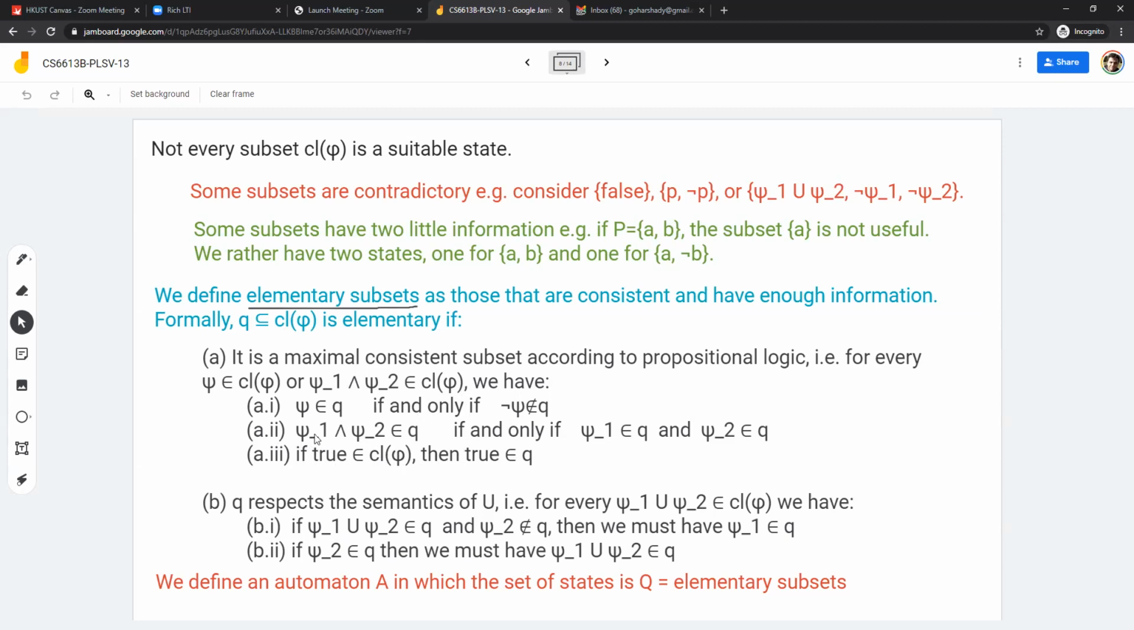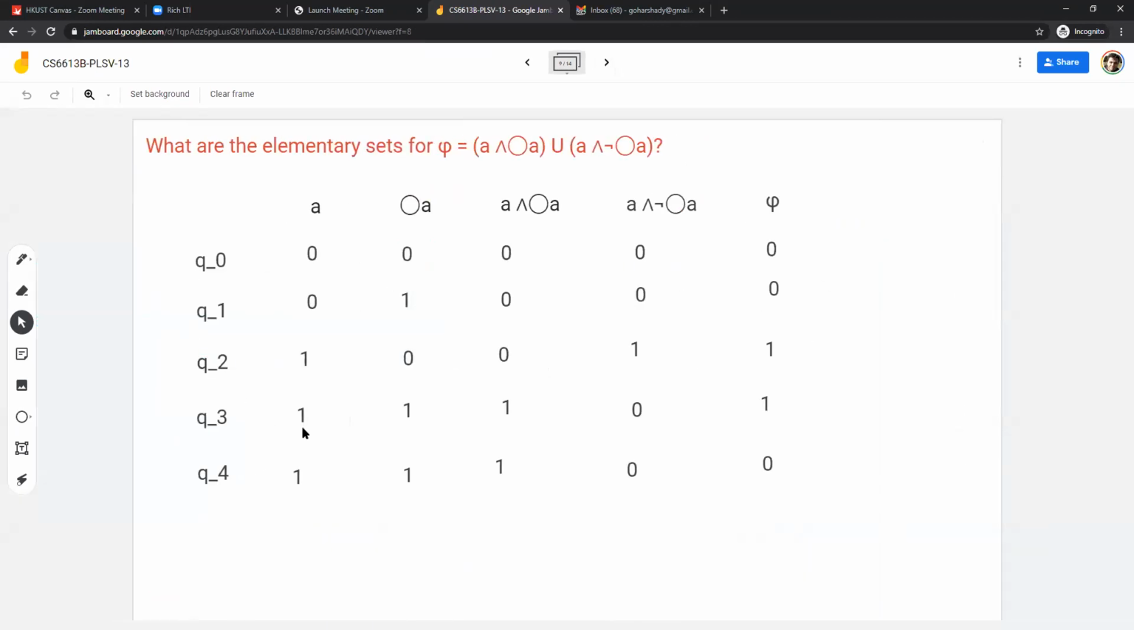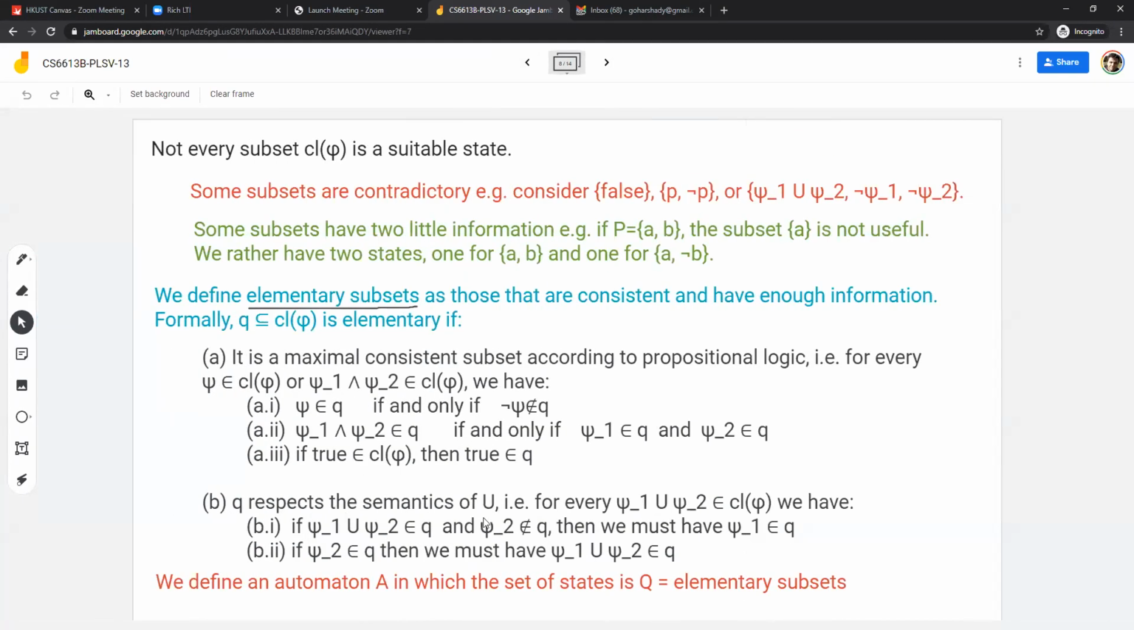Now, the next set of rules that we had to follow when creating our elementary sets were these. They were basically about until and also about next, right? No, okay, just about until. Yeah, because next will be handled by our transitions. So basically there was this idea that if you have psi1 until psi2 in your elementary set and you don't have psi2, then you'd better have psi1, right? Because if you don't have psi1 and you don't have psi2, you're definitely not satisfying psi1 until psi2.